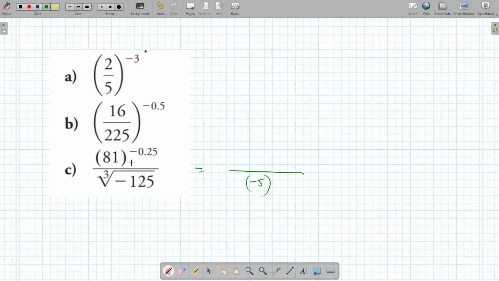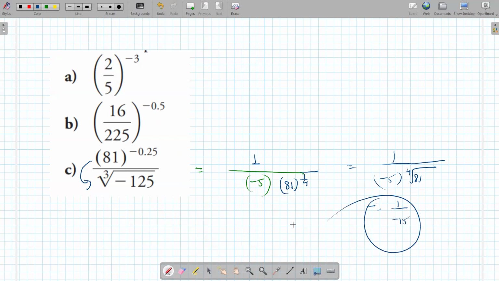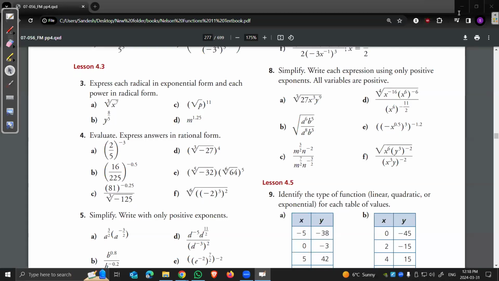But for the numerator, what we do is we bring this into the denominator to make the exponent positive. So it becomes 81 to the power of, remember, 0.25 is 1 over 4, which is the same thing as the fourth root of 81. What's the fourth root of 81? It's a nice whole number. 3. So you get negative 5 times 3, so the final answer will be 1 over negative 15. And you are done. Easy peasy.